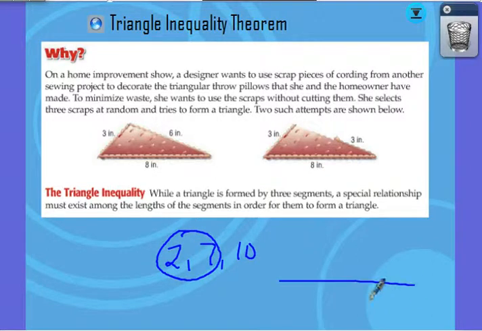If this is 10 and you try to create a triangle with side lengths 2 and 7 on the side, they're going to hit the actual bottom before they touch. So these two have to add up to be bigger than the other side.